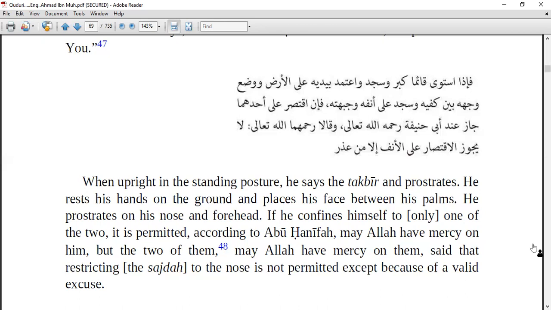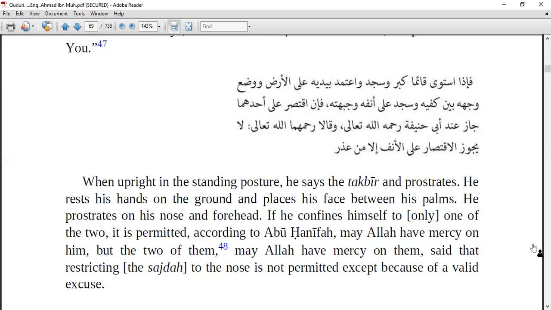وقال, the Sahibain say, لا يجوز الاقتصار على الأنف إلا من عذر. You cannot just suffice on the nose when making the sajda. You must place your forehead as well. إلا من عذر. Although if there is some valid excuse, then that's another thing. But normally you're going to have to place your forehead on the ground in order for sajda to be complete.